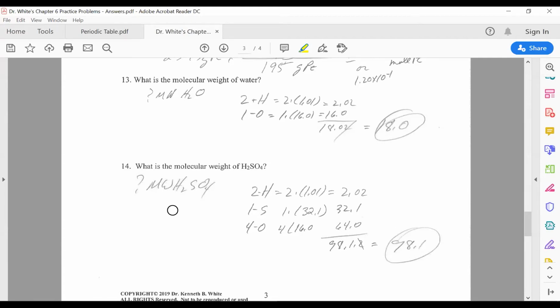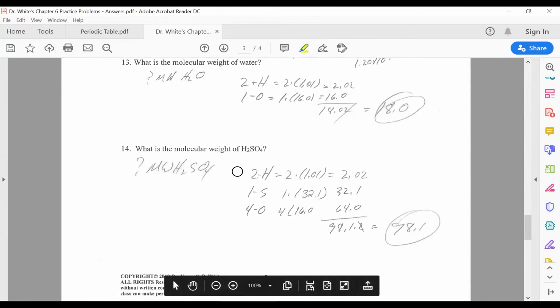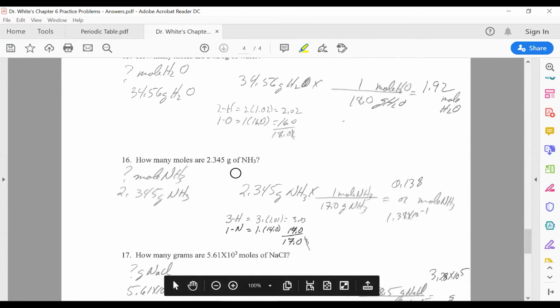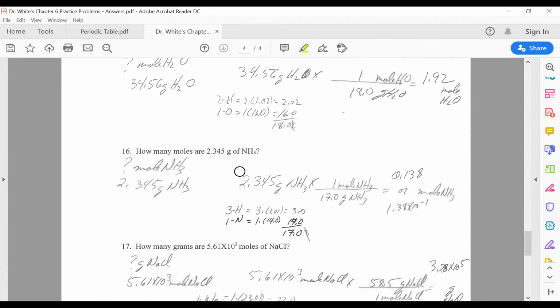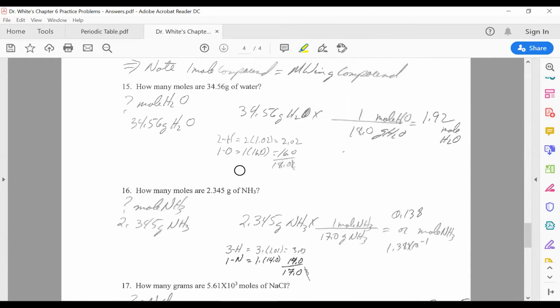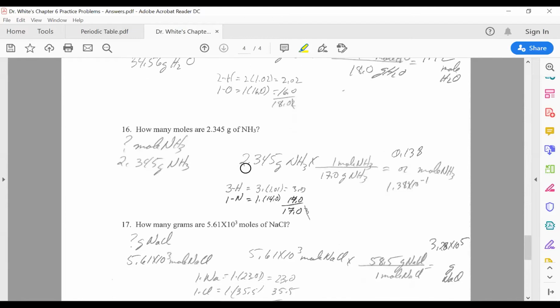Remember, molecular weight, which I abbreviate MW, is the sum of all atomic weights. And we've already done these, so I'm going to move on. And now let's look at number 16. How many moles, and I could have said moles of ammonia, are in 2.345 grams of ammonia? What are we trying to find? Moles of ammonia. What are we given? Grams of ammonia.